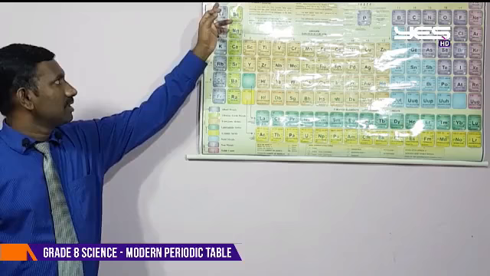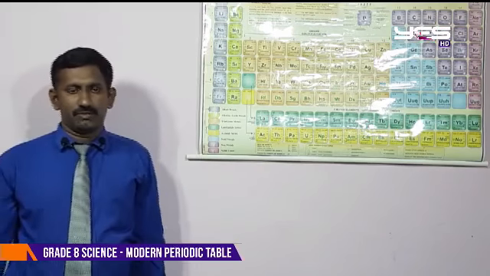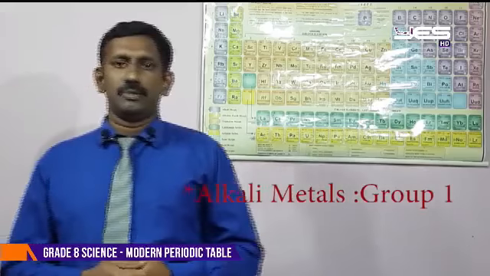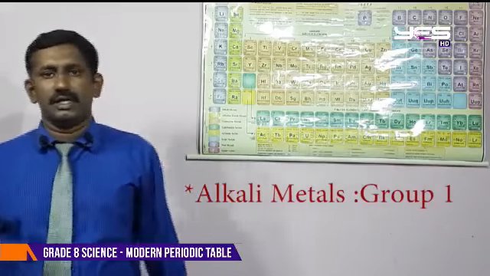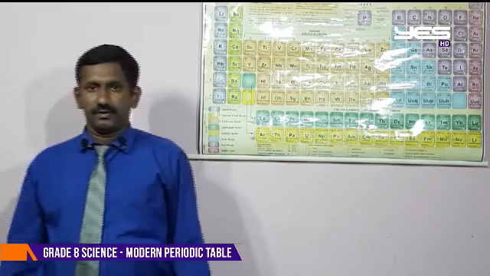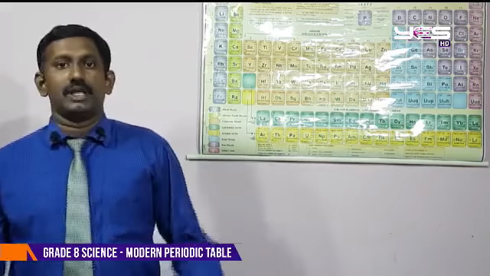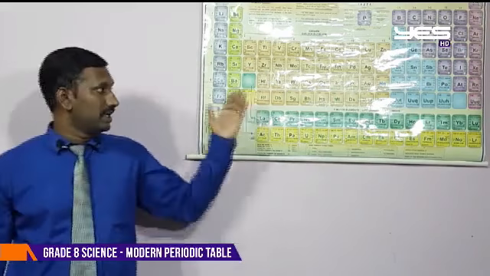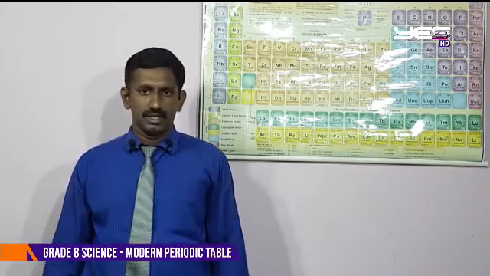There is one more name for group number 1, that is alkali metals. So group number 1 elements are known as alkali metals. All group number 1 elements contains how many electrons in its outermost shell? So all the group number 1 elements contains 1 electron in its outermost shell.